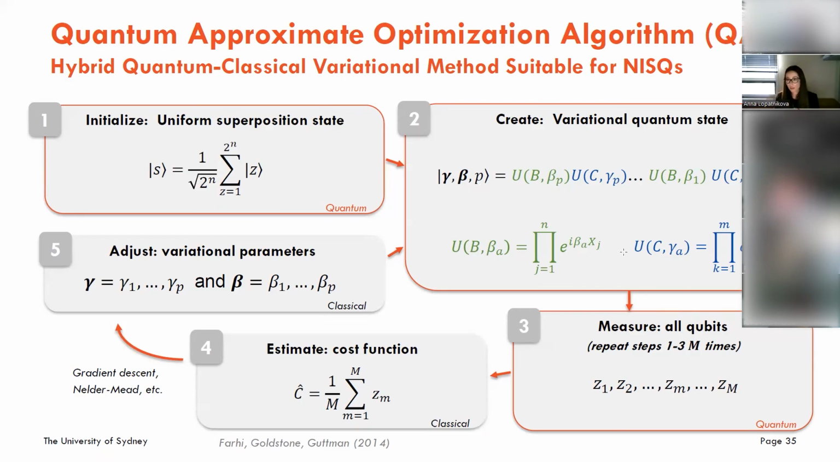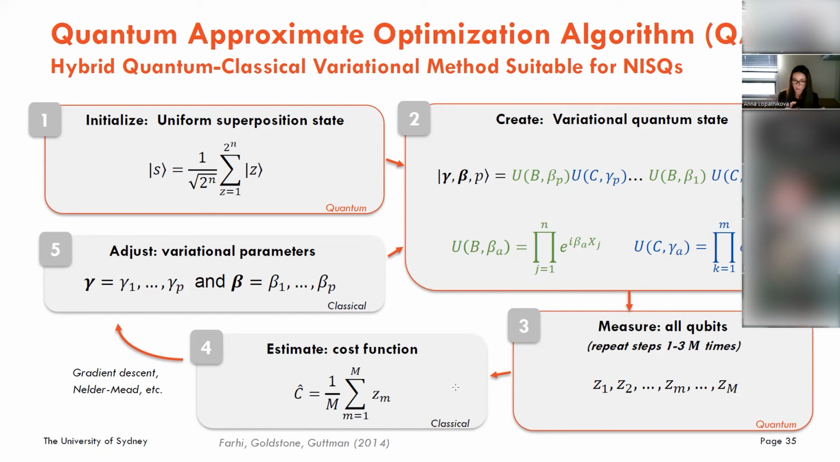And then you measure all qubits, and you measure them, say, m times. You repeat this process, step 1, step 3, m times, and each time you measure all qubits, you get a string of numbers 0, 1, 1, 0, 0, 1, and so on. And you collect these strings, and then the classical computer collects them for you because you've measured now. So the next step is on a classical computer.